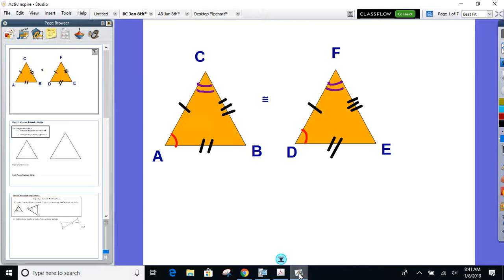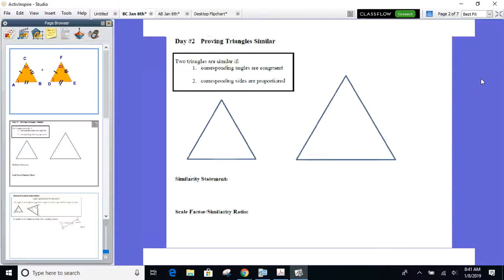What do you know about those triangles? They're congruent, right? That's the definition of congruent triangles. Corresponding sides are congruent, and so are corresponding angles. Everything's the same. That definition is going to change today when we start talking about two triangles that are similar. Okay? Two triangles that are similar to each other.